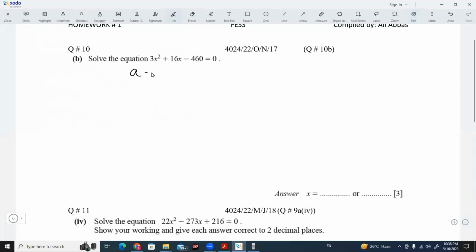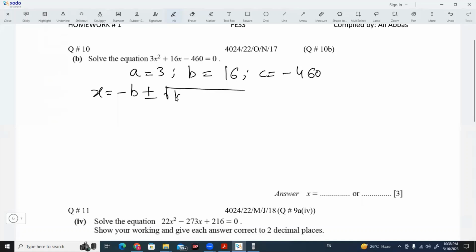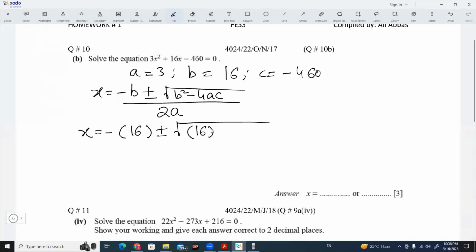I'm already telling you: a equals 3, b equals 16, c equals negative 40. So apply the quadratic formula. The variable x equals minus b plus minus square root of b squared minus 4ac, whole divided by 2 times a. So now putting in the values: minus 16 plus minus square root of 16 squared minus 4 times 3 times negative 460, whole divided by 2 times 3.